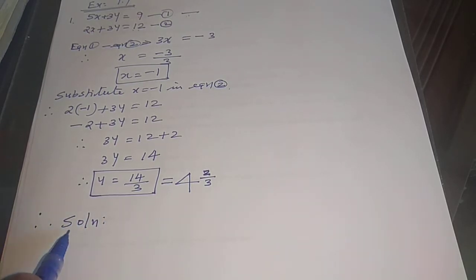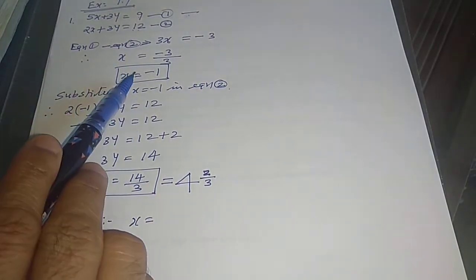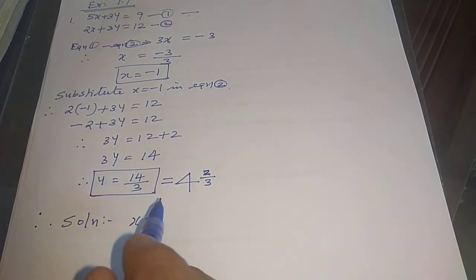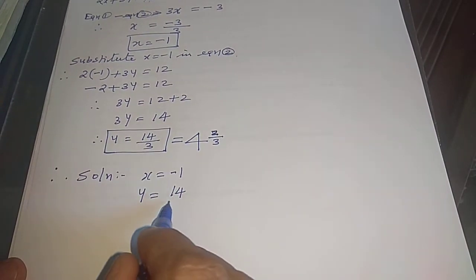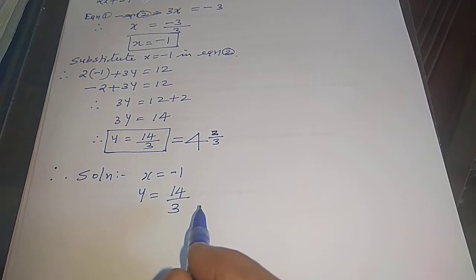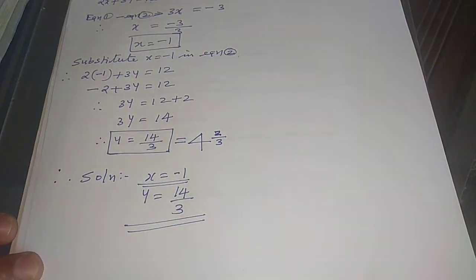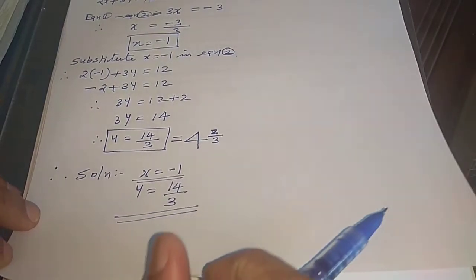Therefore, final answer. Solution. The short form is SOLN, solution. Here, x is equal to minus 1, y is equal to 14 upon 3. This is the solution part. This is question 1. Now we do question number 2.